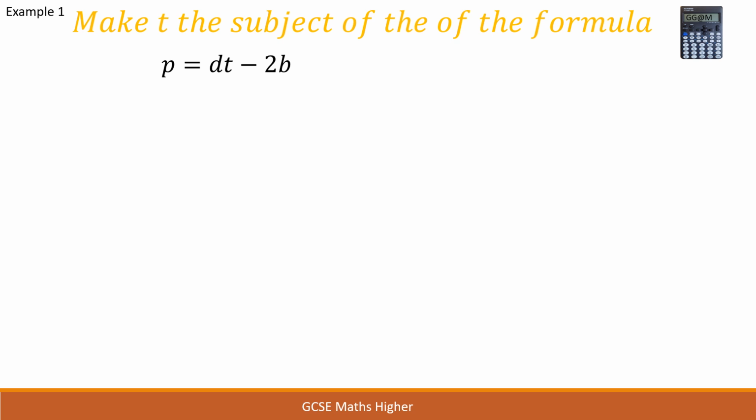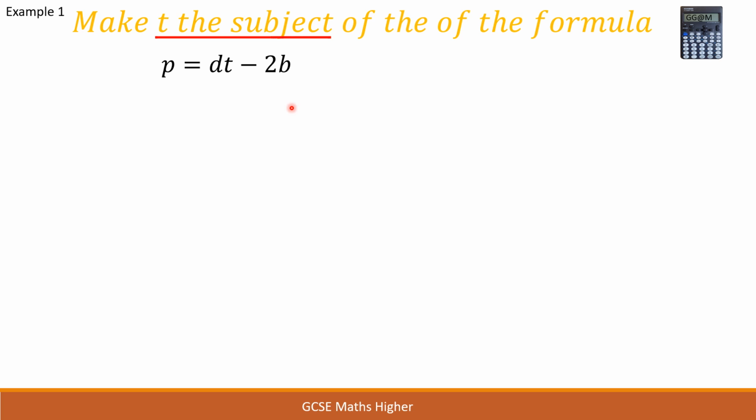Now this example is very similar to the last example, but instead of having the letter Y, we have got the letter T. Now the question says make T the subject of the formula, and the key facts from this question are that the T is the subject. So that means you've got to rearrange this expression to get T equals, and what is the value for T?